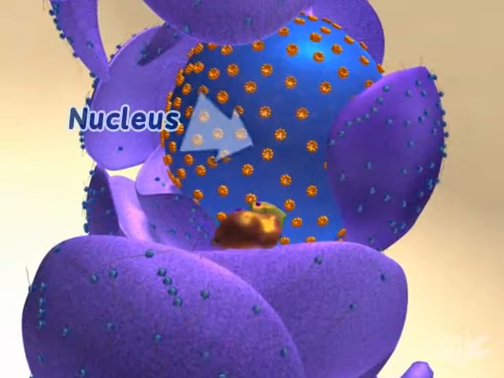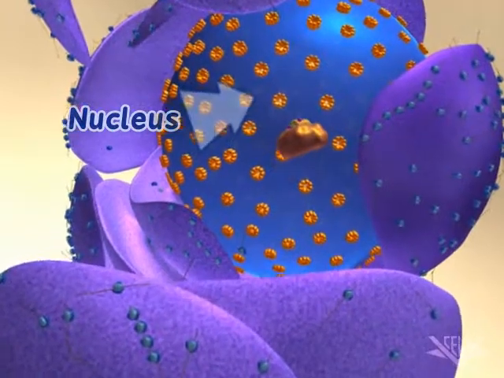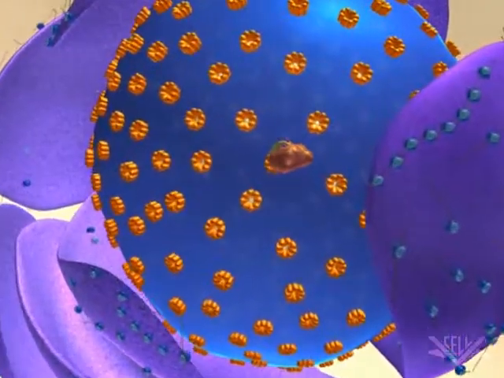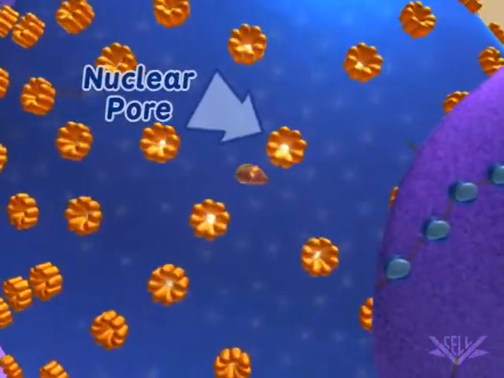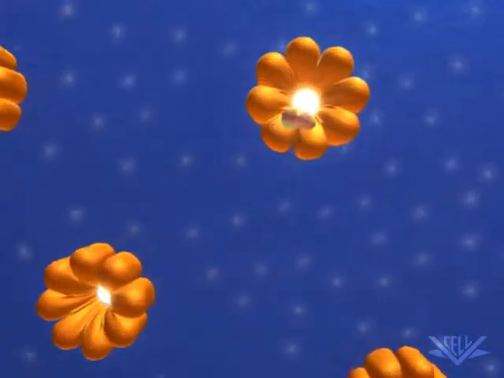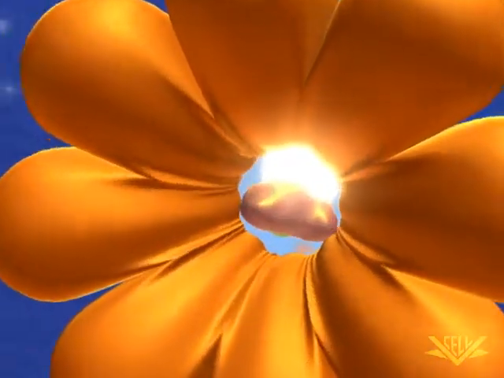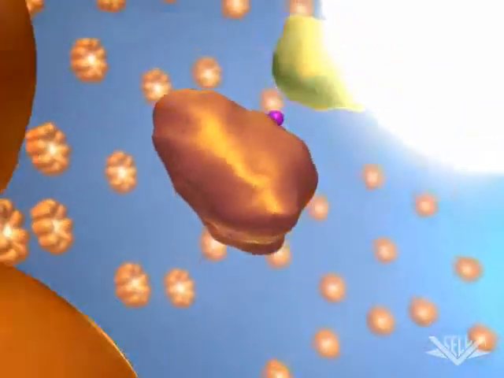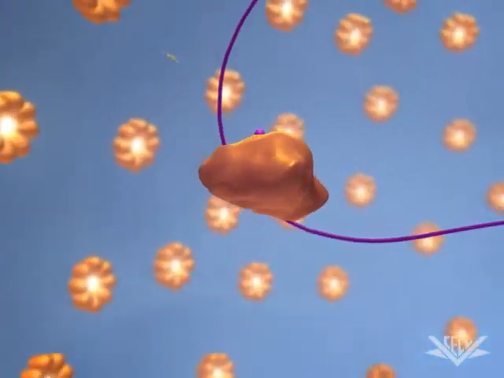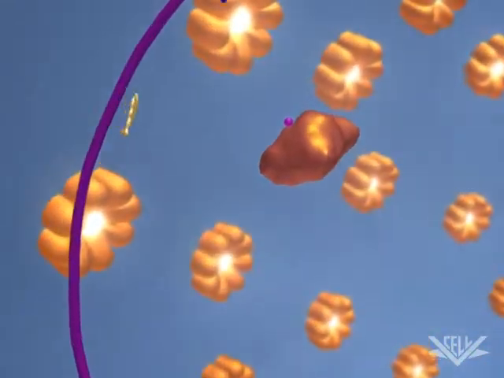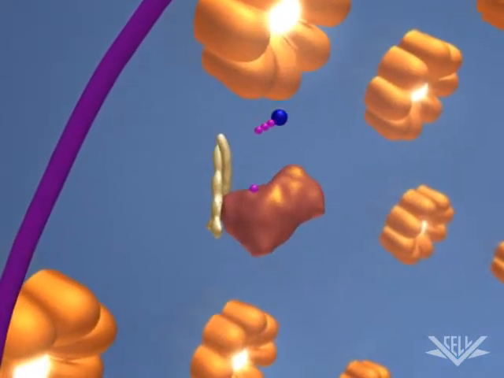It must make this journey because transcription only occurs inside the nucleus. After entering through a nuclear pore, the protein interacts with the specific transcription factor responsible for activating mRNA production. As with the earlier proteins, the transcription factor is modified through phosphorylation.